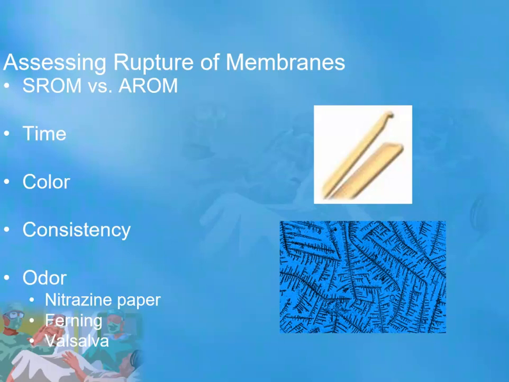Okay. The color, again, it can be clear. It can have little white particles in it. It could be greenish. It could be yellow. It could be different colors, but the color, especially if it's green or yellow, that could be meconium. So when the baby's having some distress at some point while they're in utero, they will have a bowel movement in utero, and that's why the fluid comes out that color. We're hoping that it's clear, but sometimes, again, those things happen.